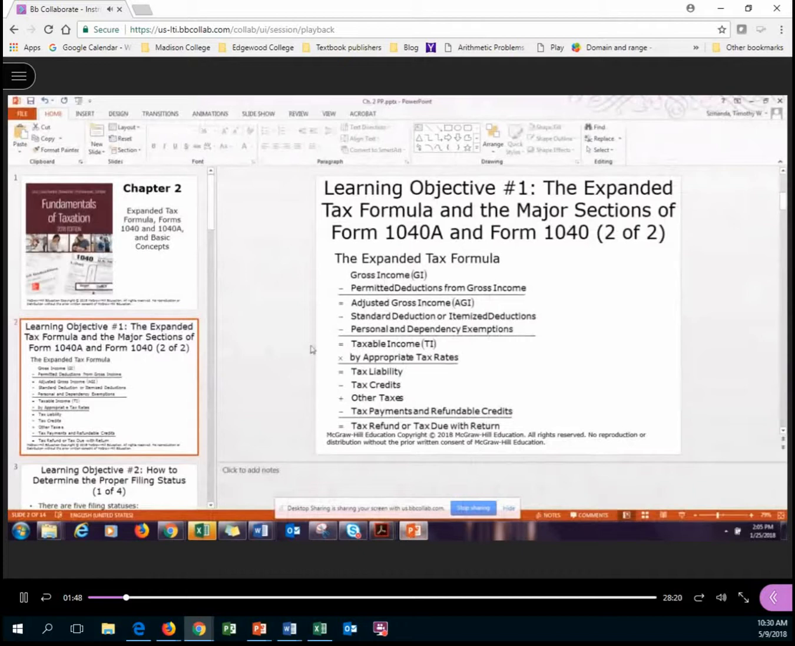All right, so first of all, the 1040A, as mentioned in the text and in class last night, is a slightly more complex, comprehensive tax form, permits additional information to be recorded on the tax form. Not as complex as the Form 1040, but it does provide an opportunity for more taxpayers to report their taxes. So here's the general expanded tax formula.